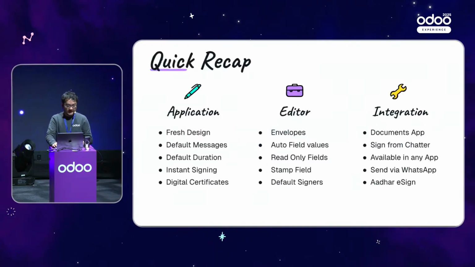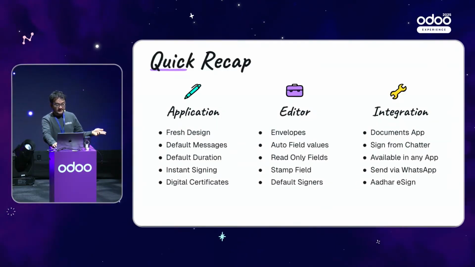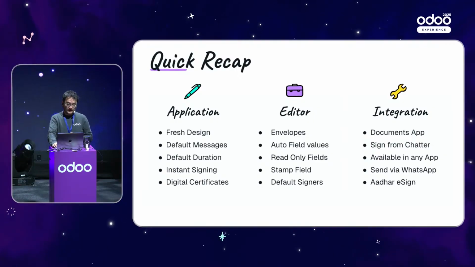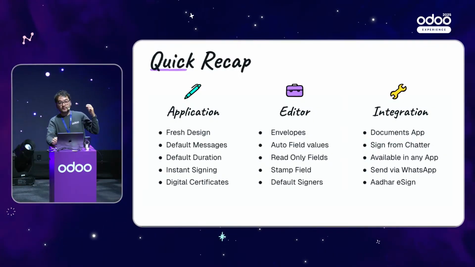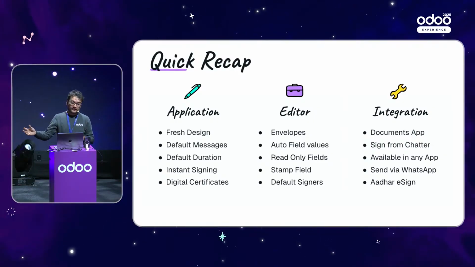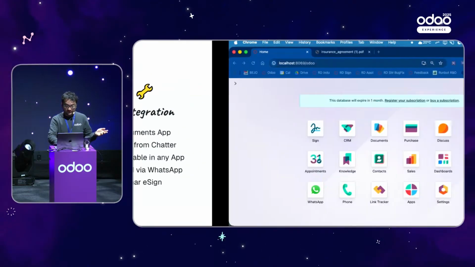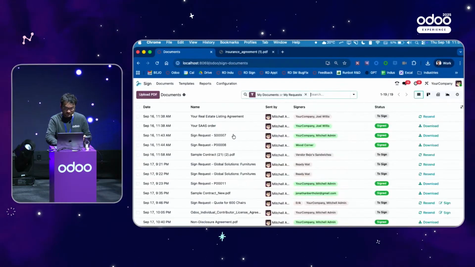I'll just give you a quick recap on all the things we're doing in the app. As you can see for the app, we've got a new design. We can now do default messages, durations. We can instantly sign by just clicking the download button when we have all the info. And we also have digital certificates if it's needed. In the editor, we can now bundle documents. We can automatically fill in field values. We also have read-only fields, which is also actually super nice.